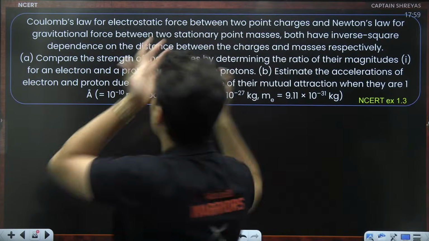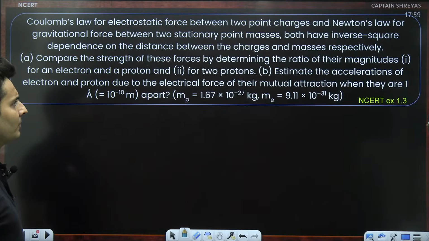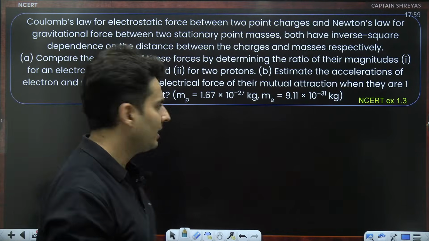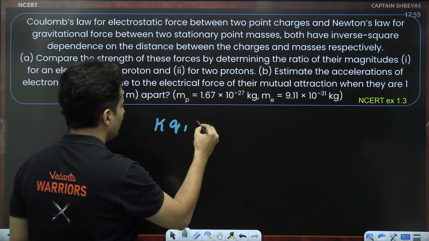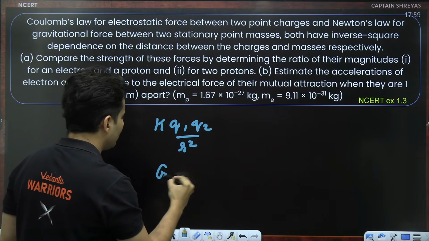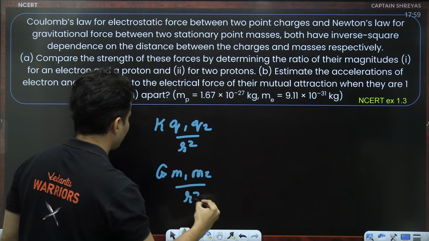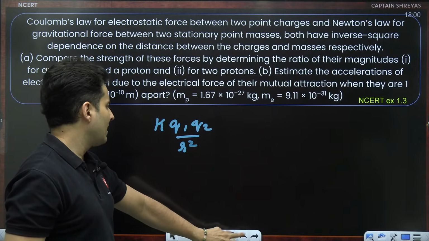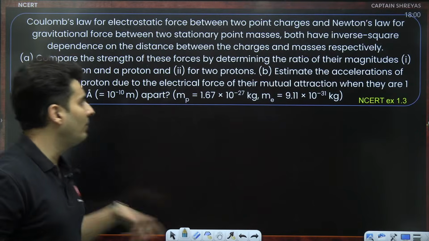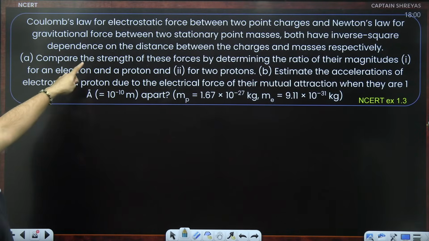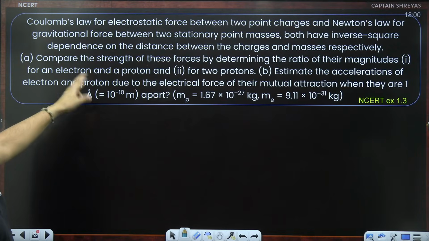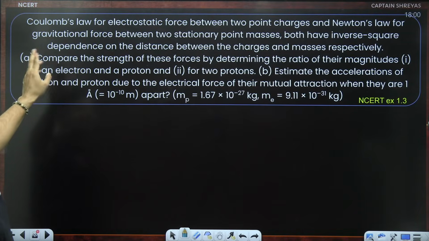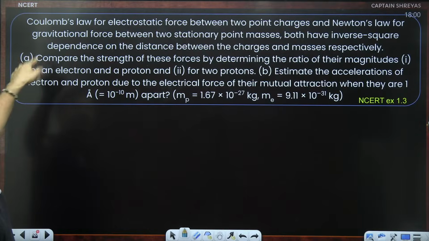Okay. So Coulomb's law between two charges and Newton's law of gravitation both have a similar looking format, because for electrostatics it is k q1 q2 divided by R square, and for gravitation it is G m1 m2 divided by R square. R square is there below, the product is there on the top, the constant is there outside. Since their laws are very similar, the question is to compare their forces for an electron and a proton. Estimate the acceleration of electron and proton due to the force when they are 1 angstrom apart. Masses of proton and electron are given. Compare the strength of the forces by determining the ratio of their magnitudes.